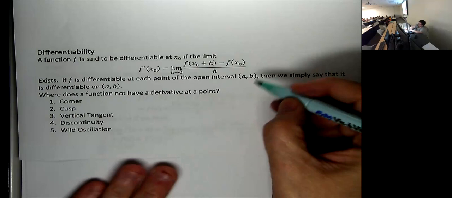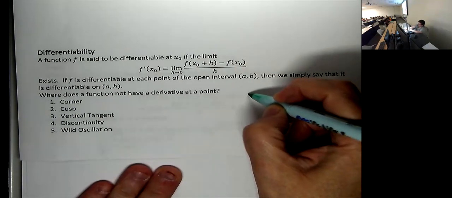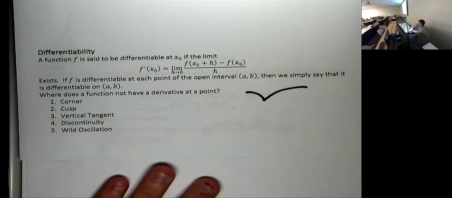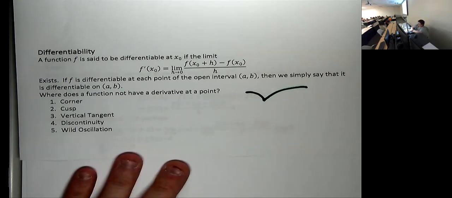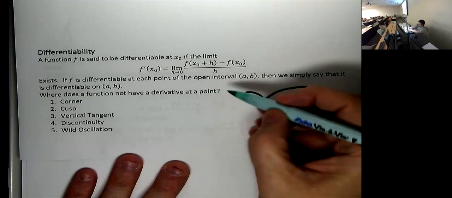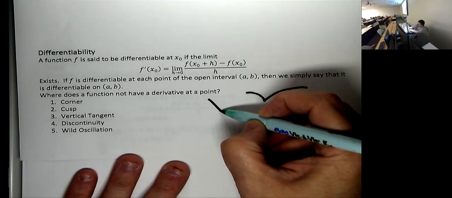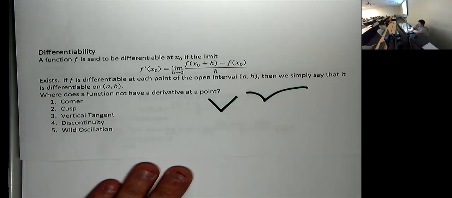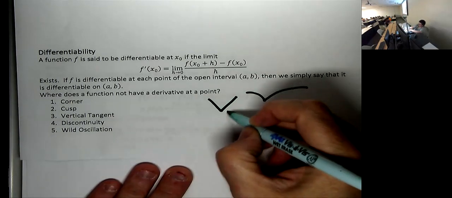But there are some functions that don't have derivatives. Things with a corner are an example. I'm not really sure what the difference between a corner and a cusp is. Cusp tends to be more like, I don't know, that, but that looks more like a corner to me. Maybe that's the corner and that's the cusp. I don't know.